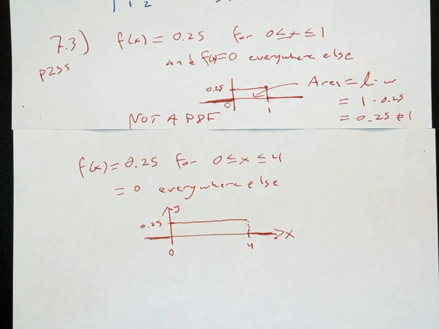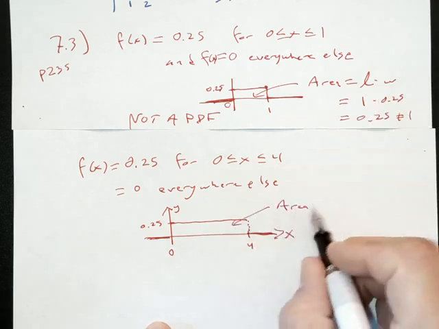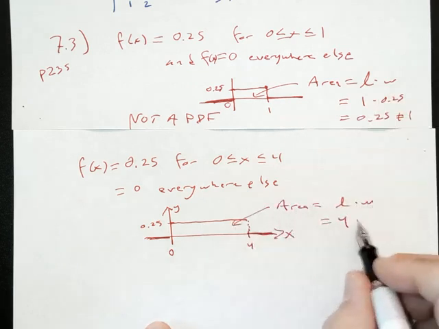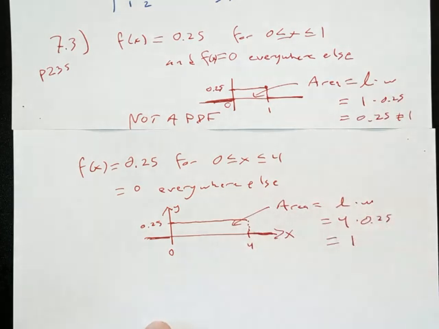Wait a minute. Tia, tell me why no. What should be equal to 1? The total of all of the probabilities should be equal to 1, and that's the area under this curve. So what's the area inside this box? Same calculation we did up here. The area in here, length times width, is 4 times 0.25, and that is 1.